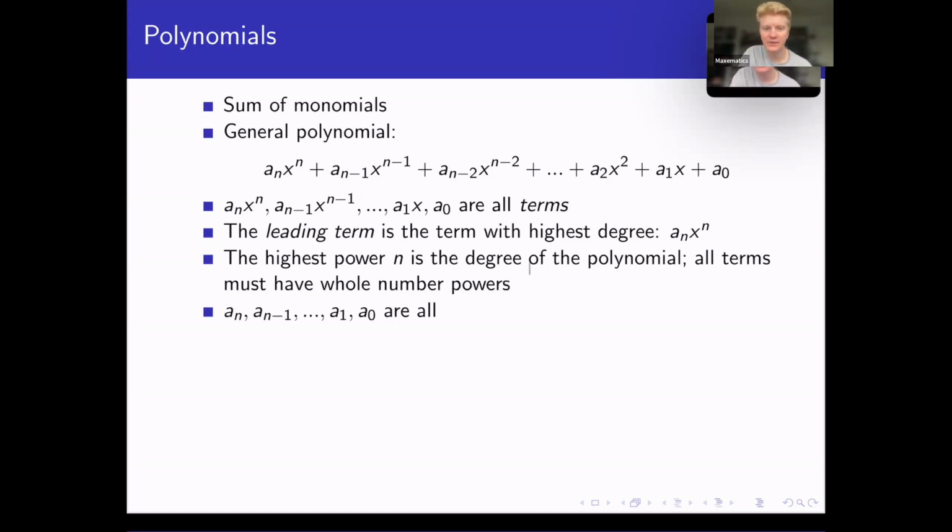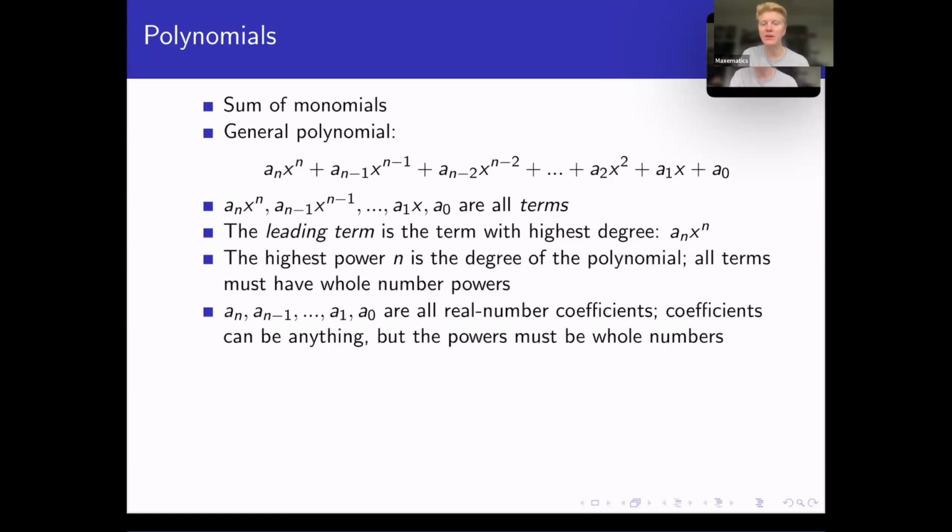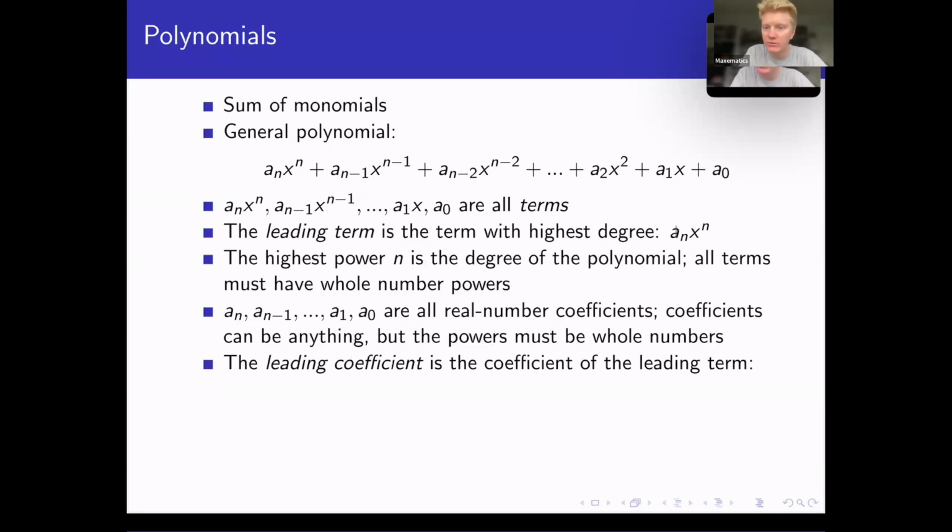And likewise, if something didn't have a whole number power, we would just say it's not a polynomial. A sub n minus 1, all the way down to a sub 0, those are all real number coefficients. So the coefficients can be anything, but again, the powers have to be whole numbers. The leading coefficient is the coefficient of the leading term. Well, the leading term's right here. Coefficient of the leading term, a sub n. And we want to make sure a sub n does not equal 0.